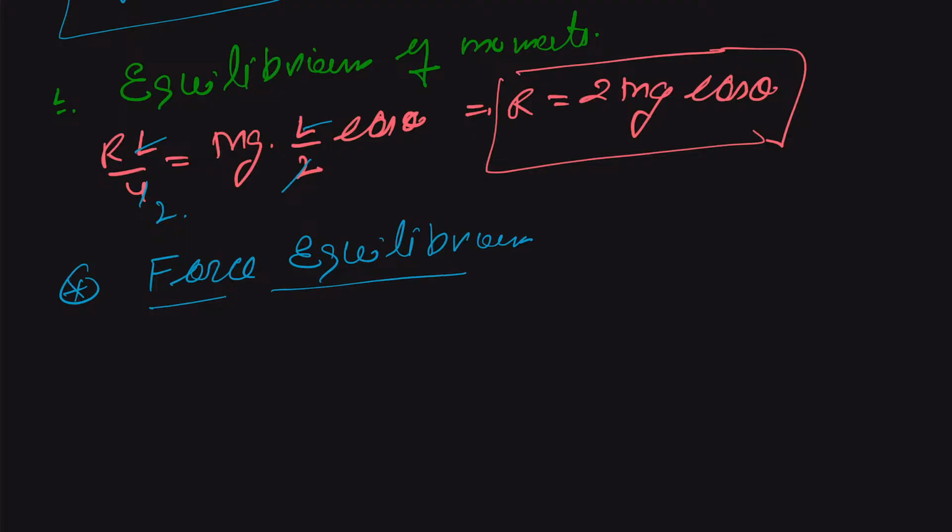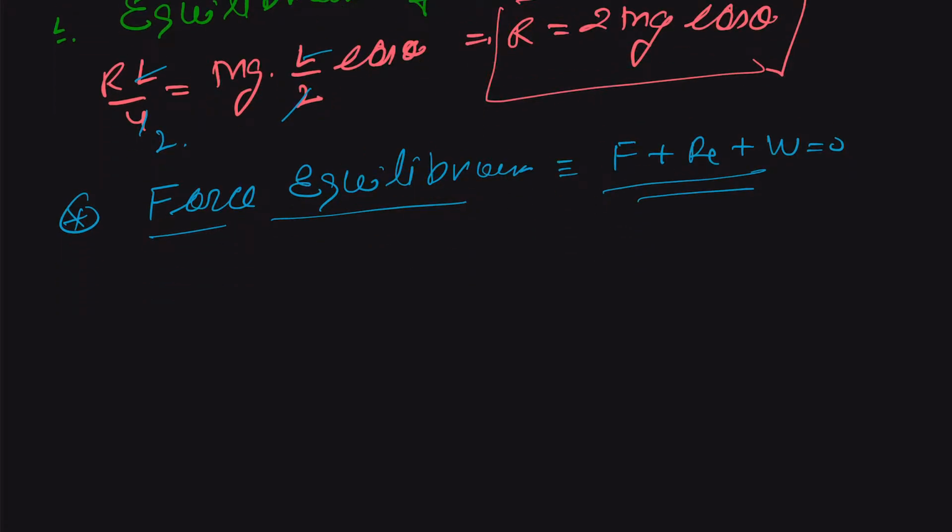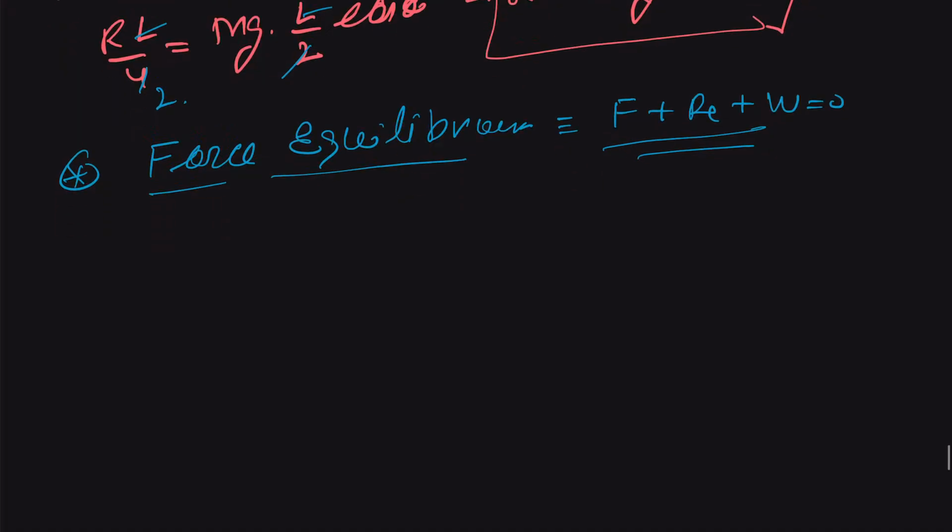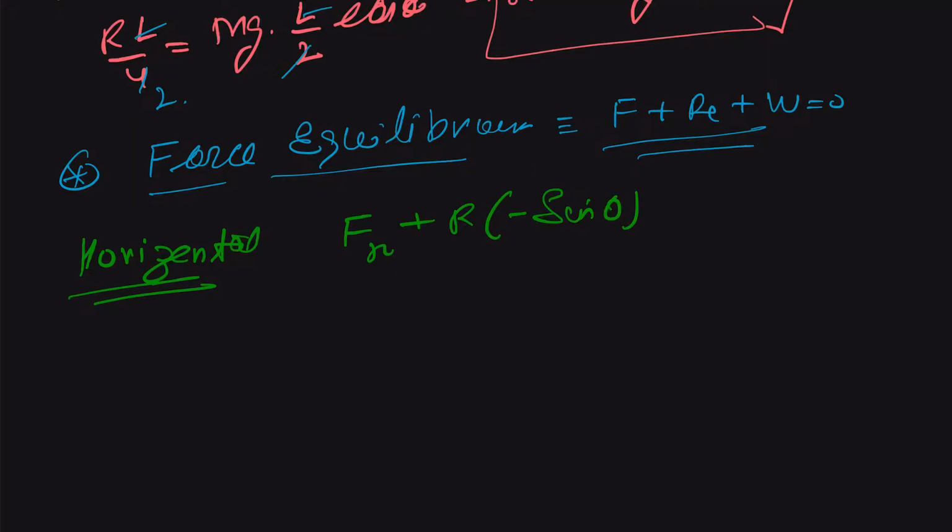So we have three forces basically. For force equilibrium, we have force F, then the reaction, and the weight, and the sum should be equal to 0 respectively in the x and y directions. Okay, so let us write for our x part. For horizontal, we have F of x plus R multiplied by minus sine of theta is equal to 0. So from here we can say that F of x is equal to R sine of theta.